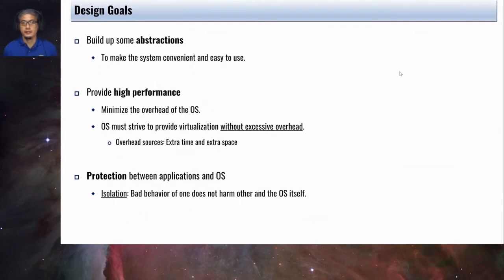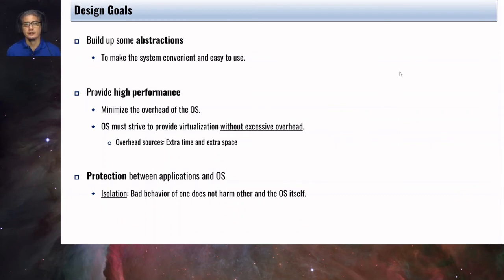Okay, so that ends the section on persistence. Now let's take a look at the design goals. When building an operating system, it's just like building any type of software, and it requires some high-level designs also. The goal is to build up some abstractions. For example, an example of an abstraction is how do you represent a running program? We'll discuss that in the next video.